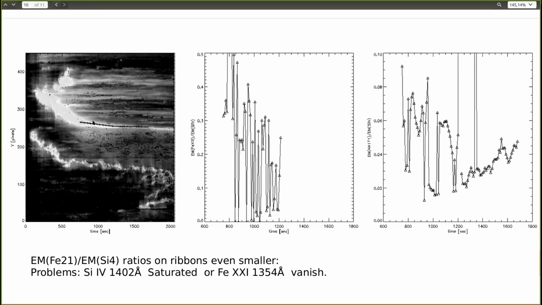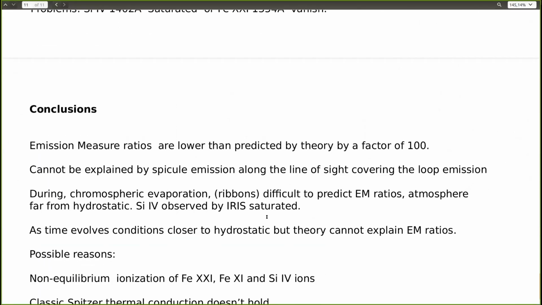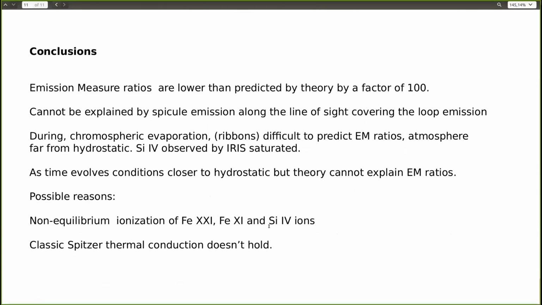If you go to the ribbons themselves, because there you know that we have flaring loops and the foot points are in this area for all the cases, we performed the same calculation. This is difficult because silicon 4 is saturated, and when silicon 4 is not saturated, the iron 21 is very faint. However, here also the ratio is even lower. So the data shows, this is my last slide, the data shows very different results from the theory.